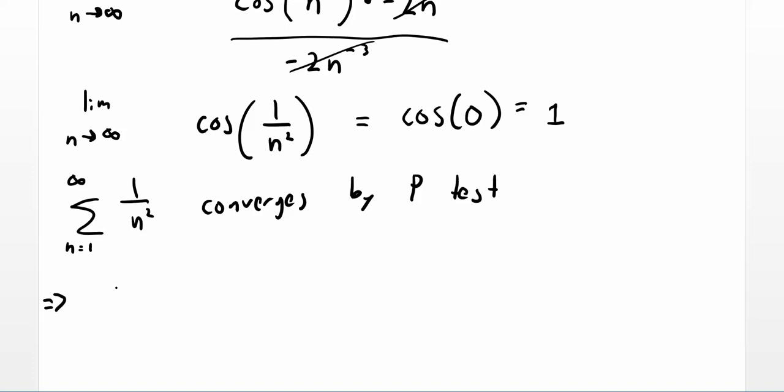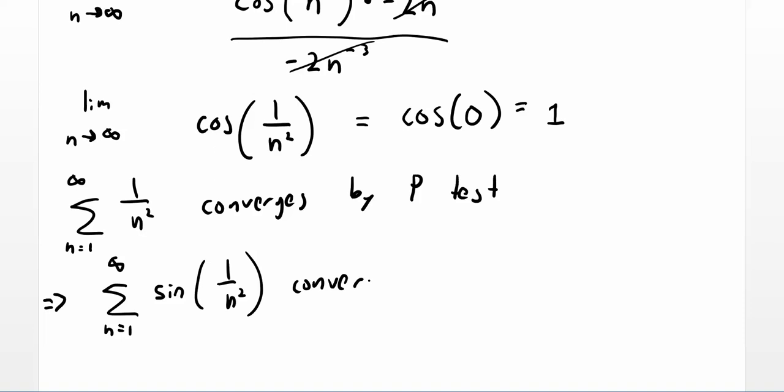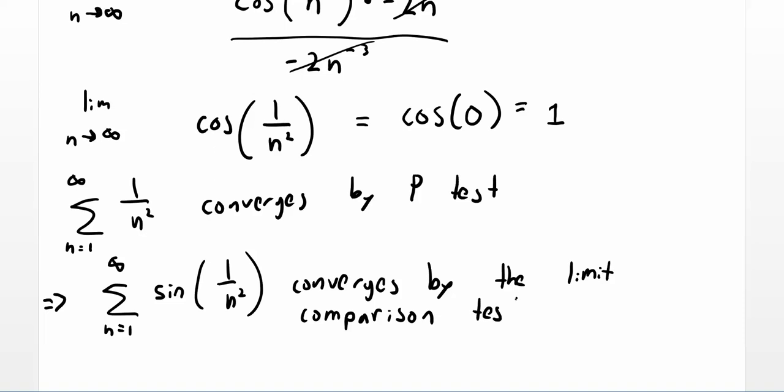This means our series sine of 1 over n squared converges as well by the limit comparison test.